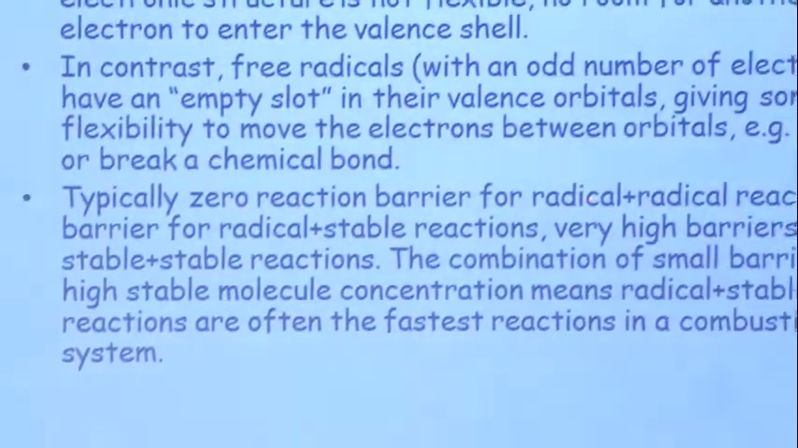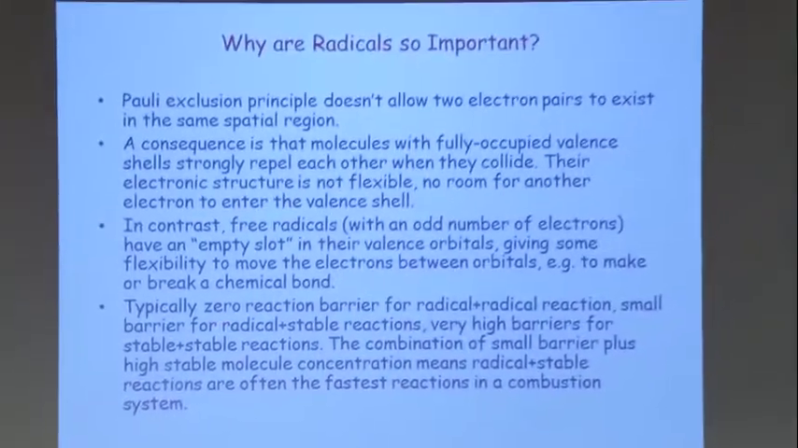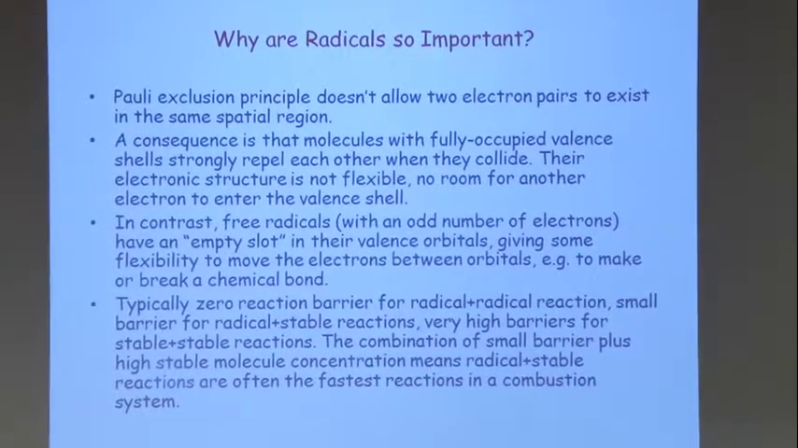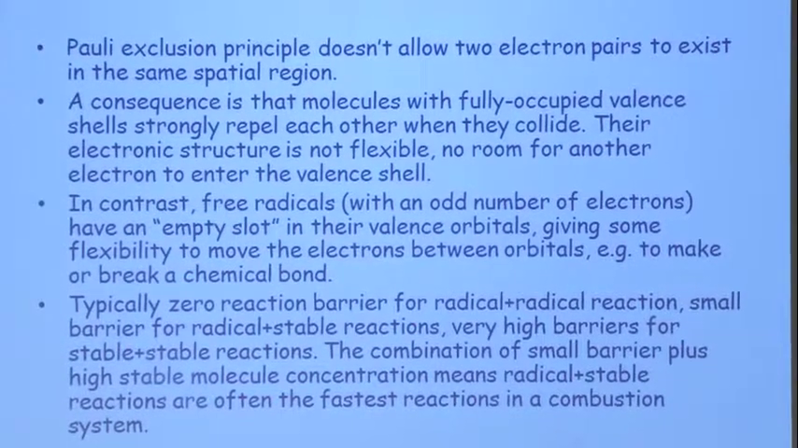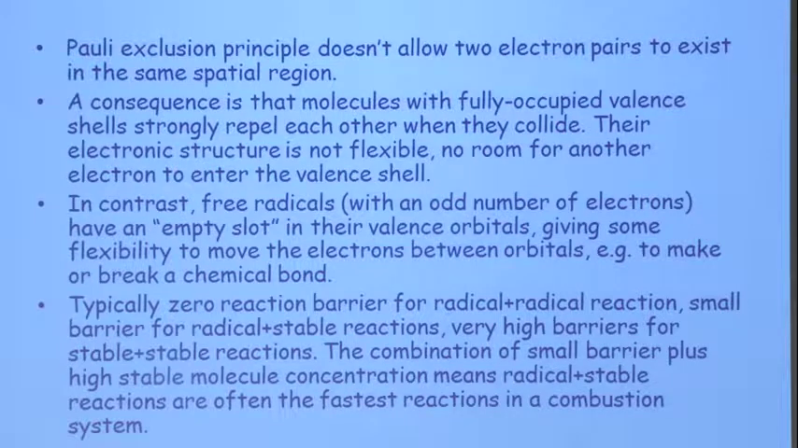Typically, if you have a radical and a radical reaction, very often the reaction barrier is actually 0. The odd electron and the hole can just recombine with 0 barrier. So that's about as fast as you can get, right?